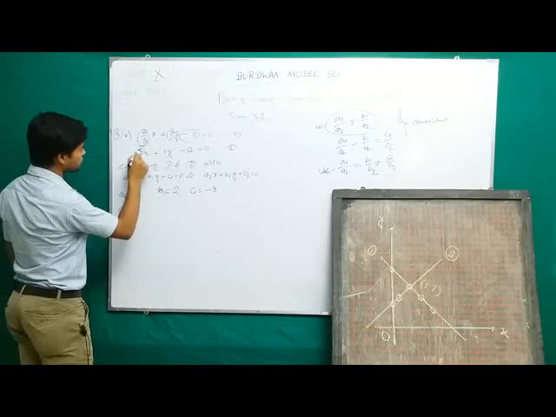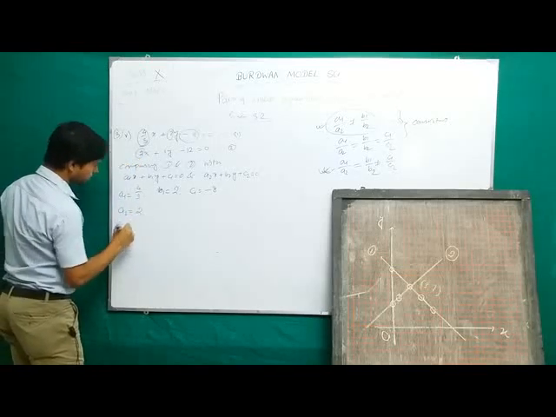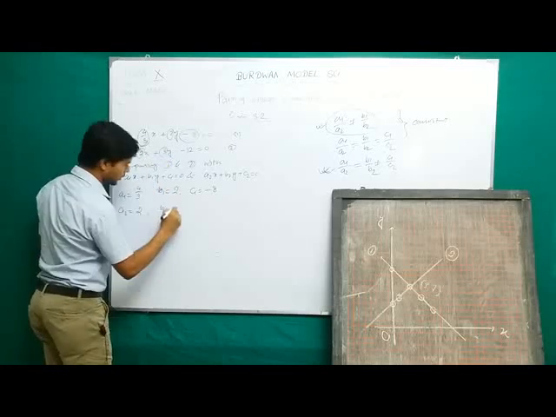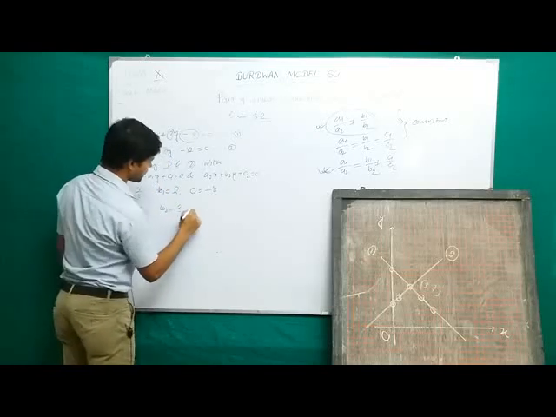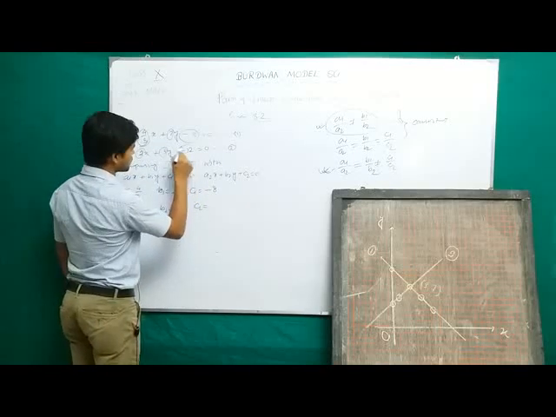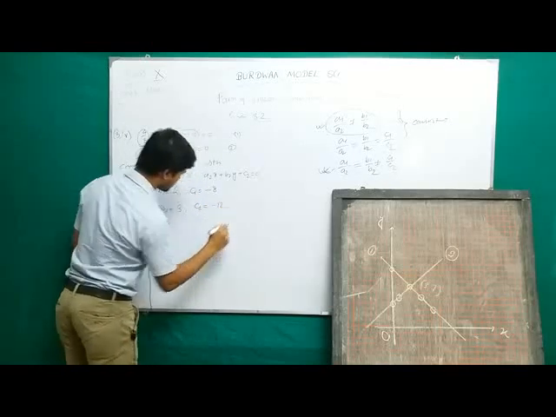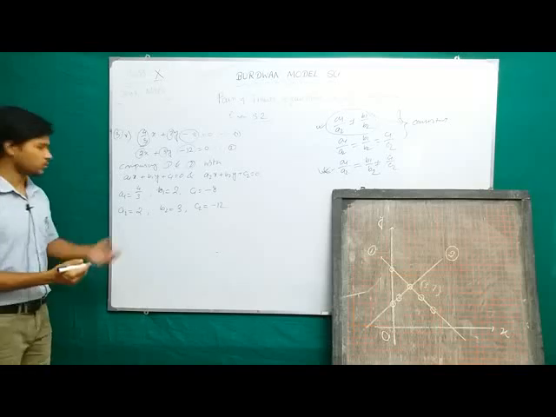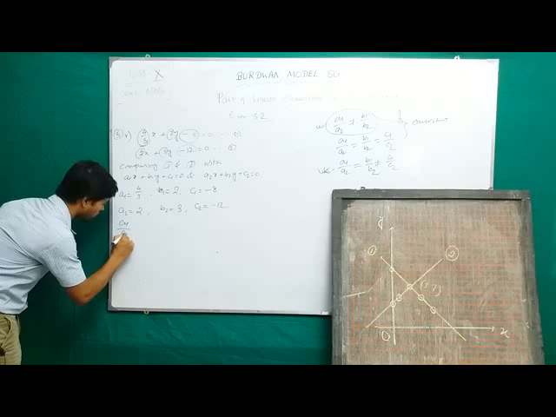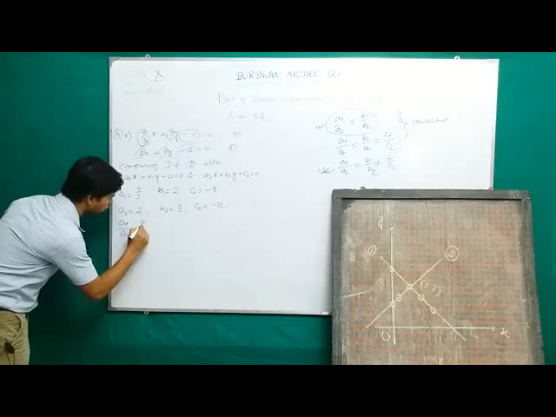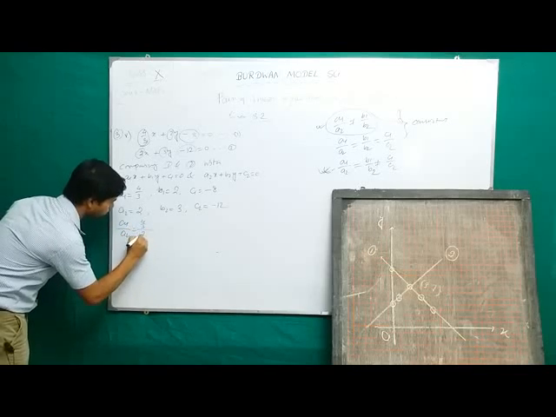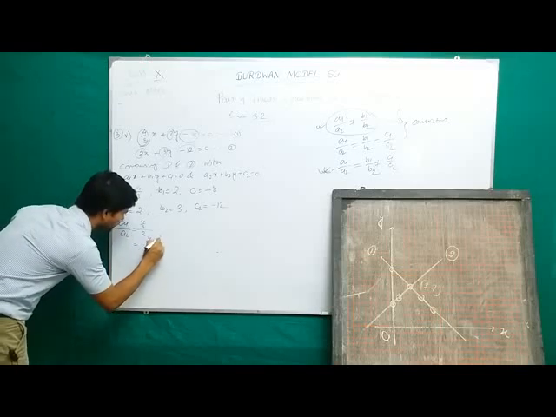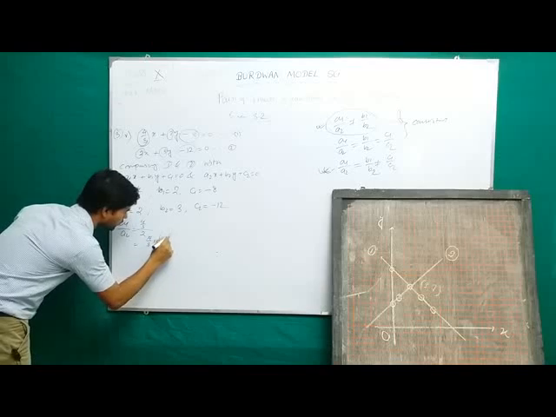a2 is equal to the coefficient of x in the second equation, that is 2, b2 equal to the coefficient of y in the second equation, which is 3, and c2 equal to the constant term in the second equation, that is minus 12. Now when a1, a2, b1, b2 and c1, c2 are known, calculate the ratio of a1 and a2. That is 4 by 3 divided by 2, which can be written as 4 by 3 multiplied by 1 by 2, that is equal to 2 by 3.